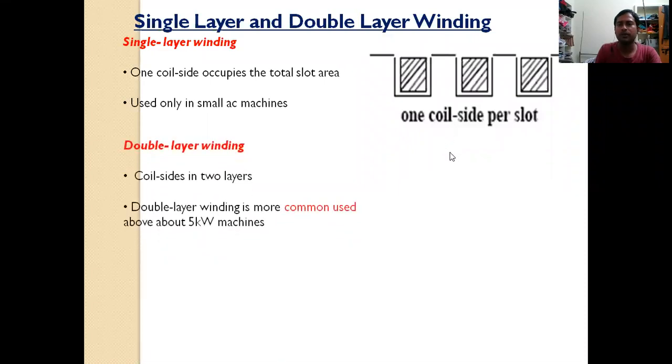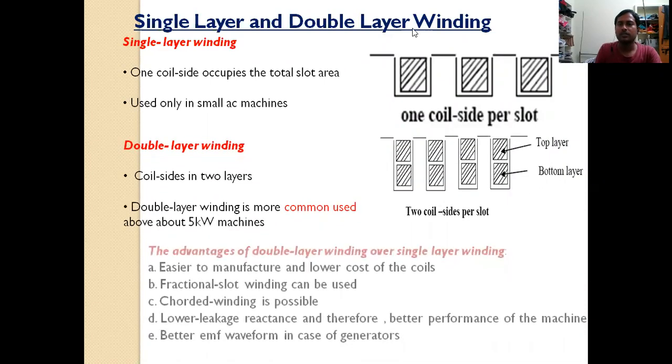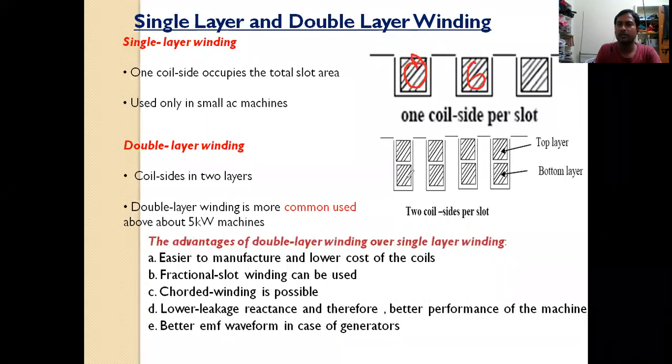So next, double layer winding. You can see in this single layer winding, only one coil side is available here. Here, in double layer, there is one coil, and in the other way, the bottom layer is available and the top layer is available. So two coil sides will be available: one coil side and another coil side.